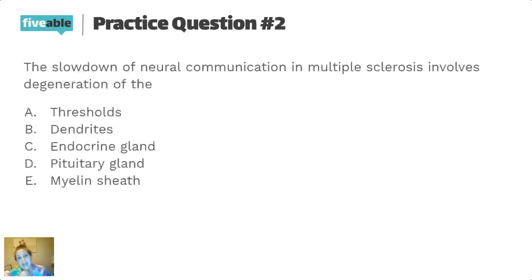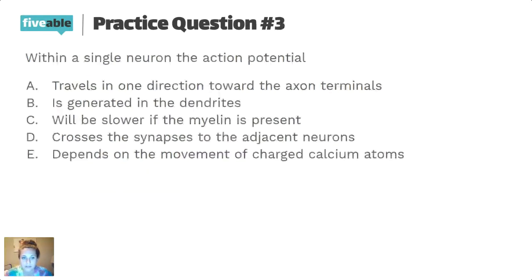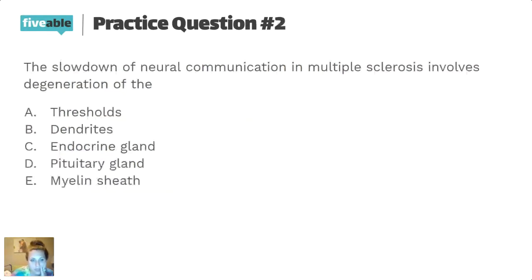This one we did not talk about specifically, but it's a good question to understand the purpose of... I just gave you the answer. The slowdown of neural communication in multiple sclerosis involves degeneration of what? What's the answer? I started to say it. Oopsies. So slowing down in the neuron. What might cause it to slow down?